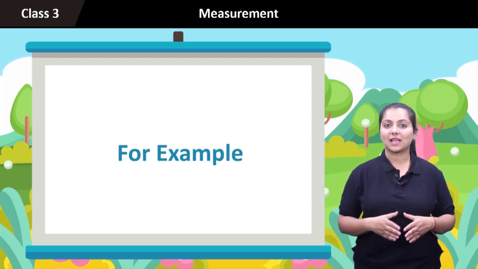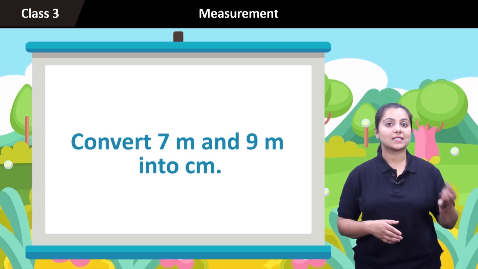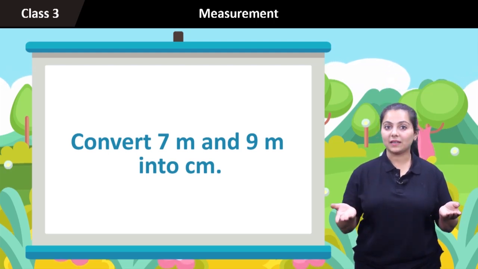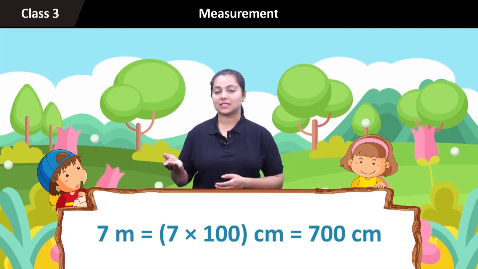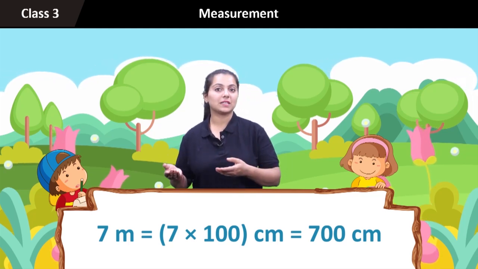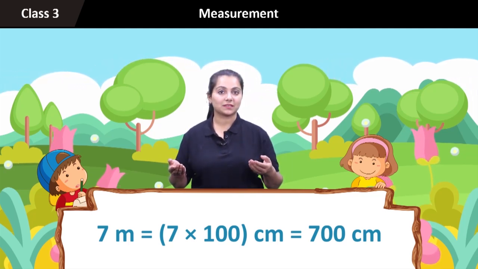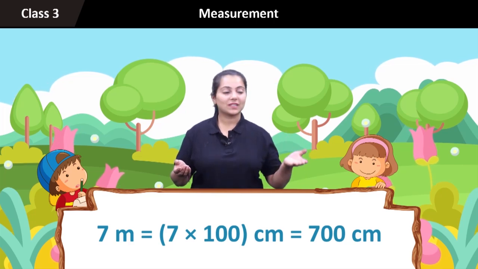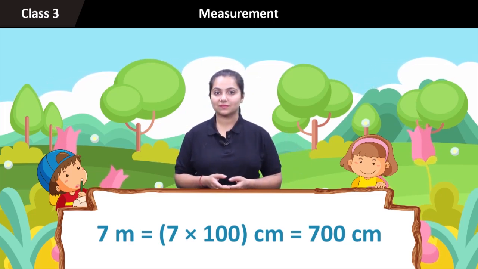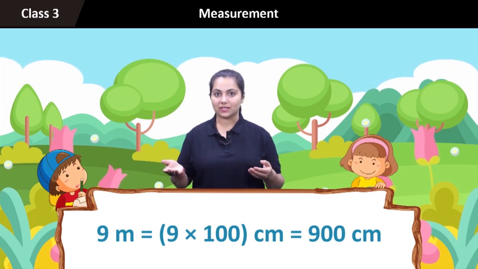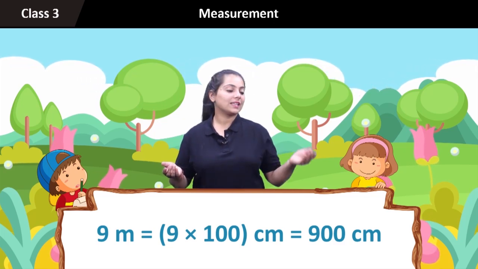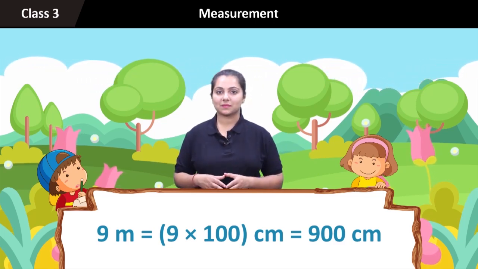Now look at some examples. Convert 7 meter and 9 meter into centimeter. 7 meter is equal to 7 multiplied by 100 centimeter, that is equal to 700 centimeter. Now 9 meter. 9 multiplied by 100 centimeter is equal to 900 centimeters.